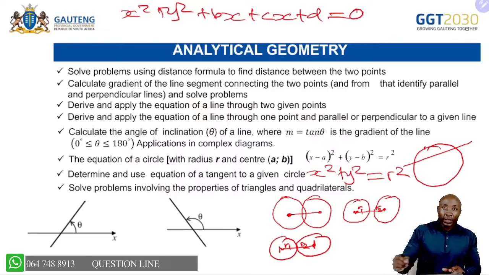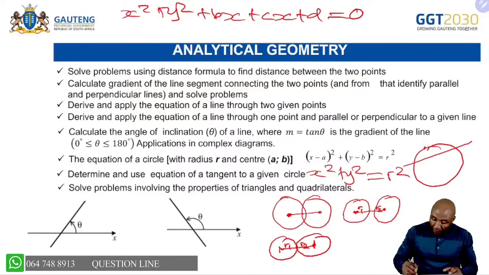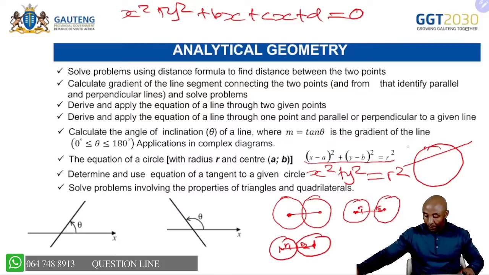Remember that we use the method of completing the square to find our coordinates of the center and also to get our radius. But if it's given in this form, we are able to deduce the coordinates of the center using the value, because it already has the method of completing the square done for us.